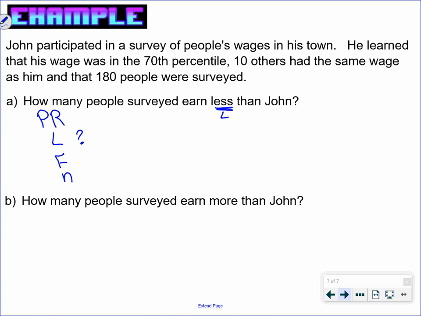So we'll take a look at the question and fill in our variables. Our percentile rank is 70, because he's in the 70th percentile. The frequency is how many people had the same wage. So we had 10 others plus John's wage. So that's 10 plus John, which is 11. And then N is how many people were surveyed, and we are told that 180 people were surveyed.